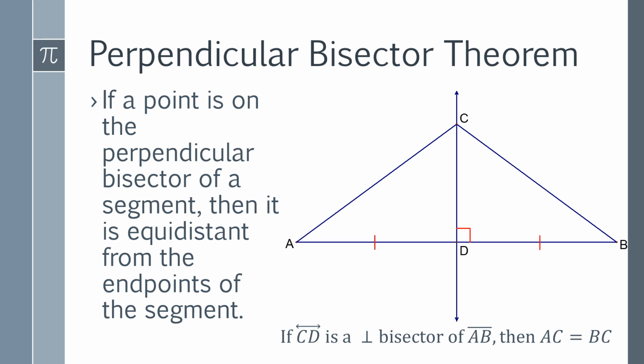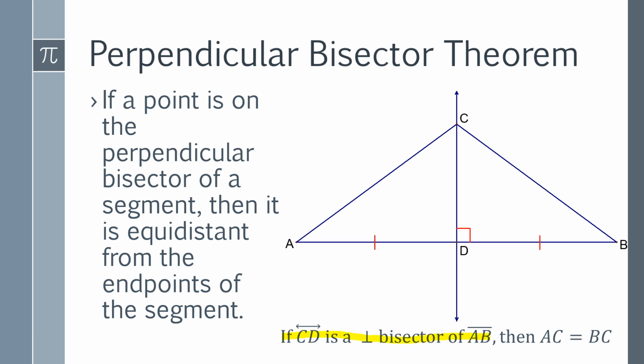Perpendicular bisector theorem says this: if a point is on the perpendicular bisector of a segment, then it is equidistant from the endpoints of the segment. So what does that mean? Well, let's take a look at this diagram here. We have segment AB perpendicularly bisected by line CD. It says here at the bottom, line CD is a perpendicular bisector of segment AB.